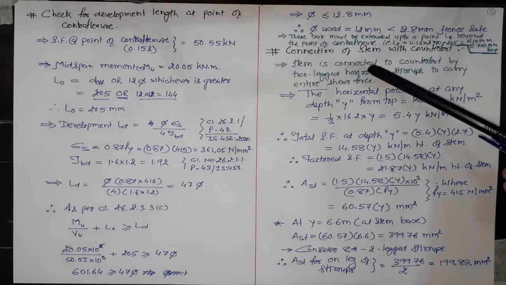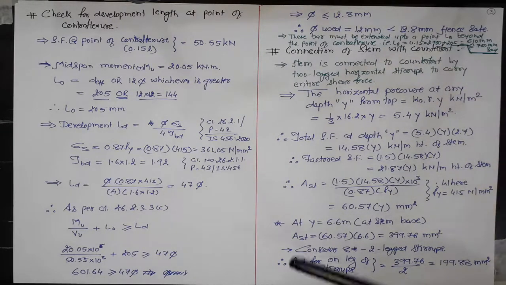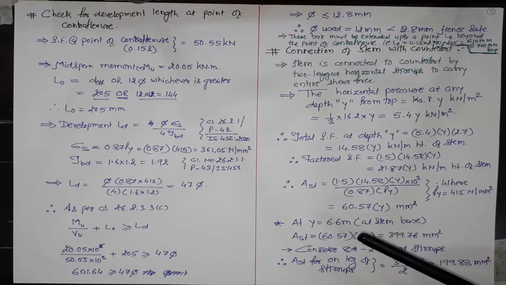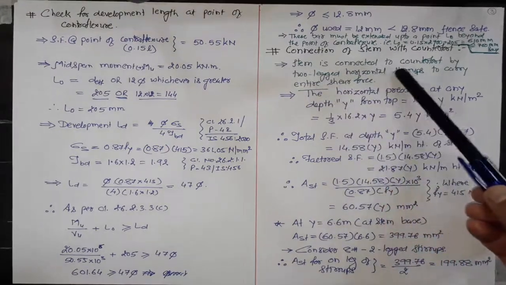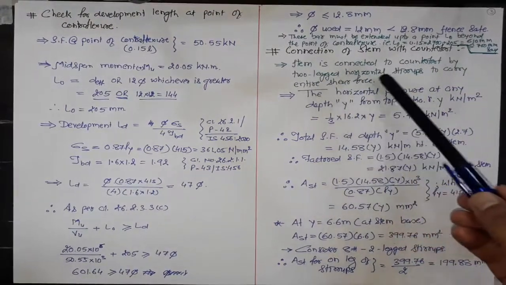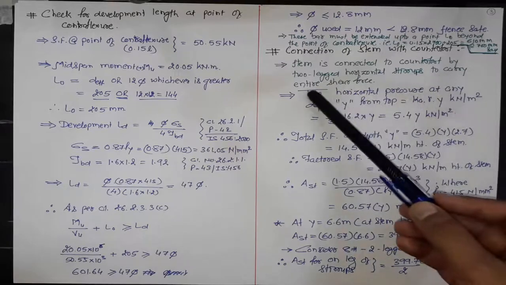Now we are supposed to connect the stem with the counterfort. We can say that the counterfort is in direct tension. Here the stem is connected to the counterfort by two-legged horizontal stirrups to carry the entire shear.